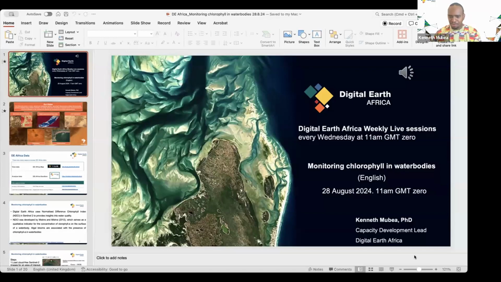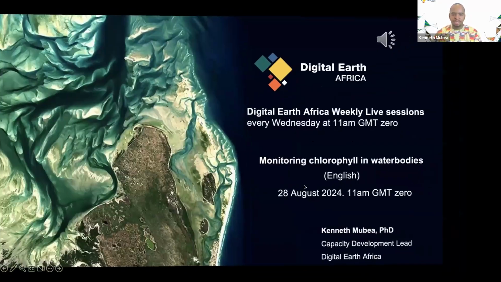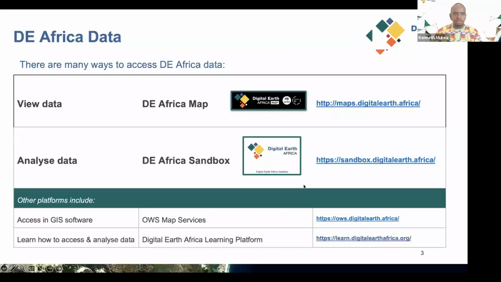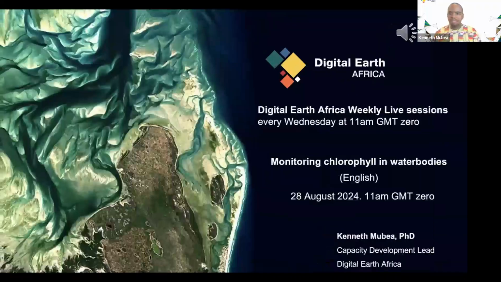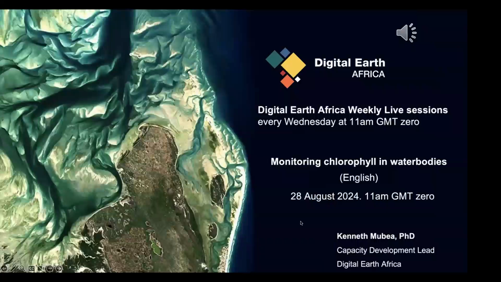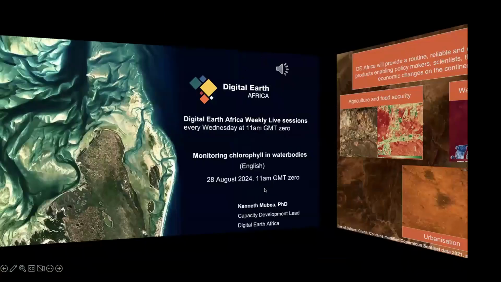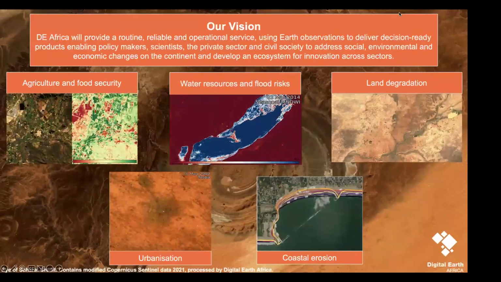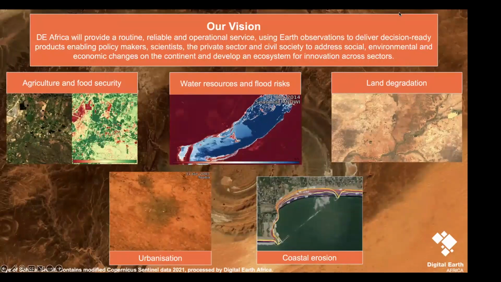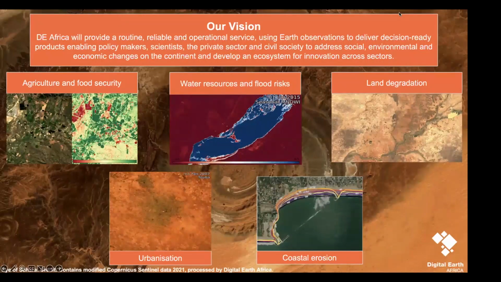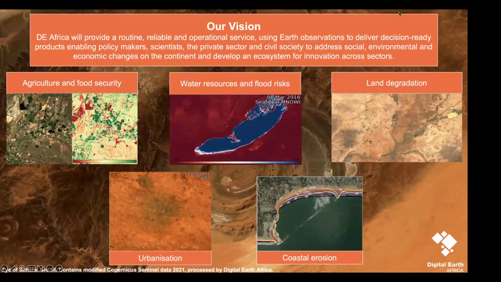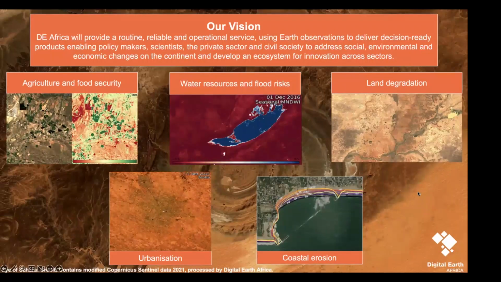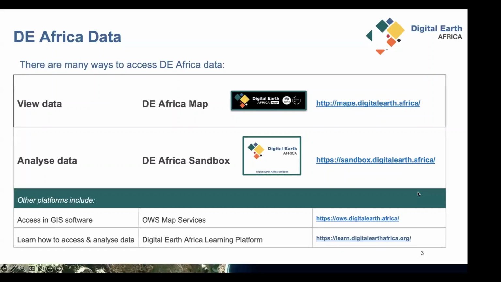Today we are talking about monitoring water quality, or algae, from space using the Digital Earth Africa platform. For most of you who've been using the platform, you've had some successes in your projects and research. The Digital Earth Africa program has been there for the last 4 years, and our mission has been to serve all the sectors, addressing agriculture, water, land, coastal, and urbanization. And we have also had very many use cases from all of you.